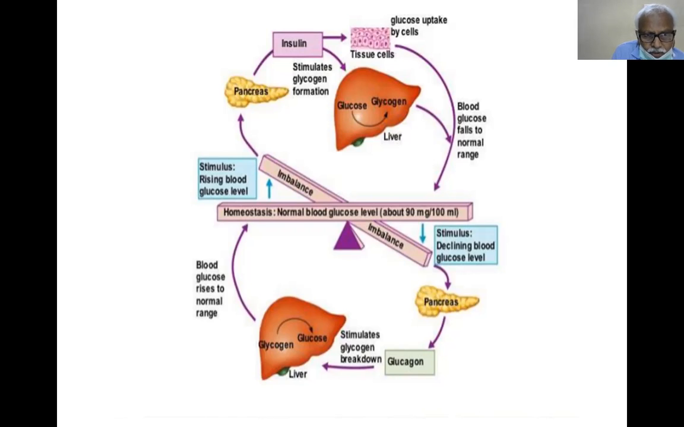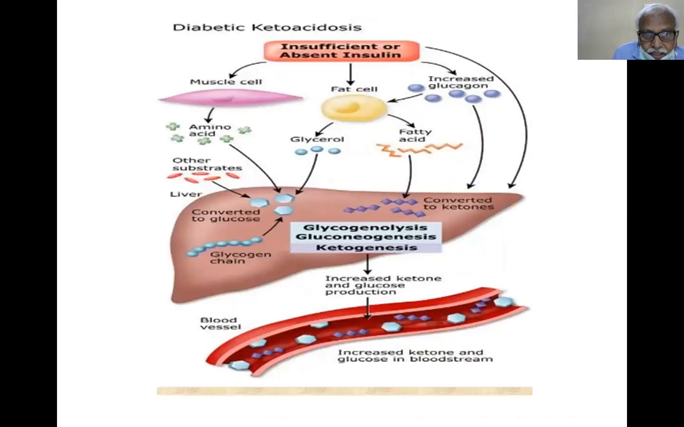The stimulus of rising blood glucose will lead to the imbalance, and the pancreas will produce insulin, which stimulates the glycogen formation, and the tissue cells will take up the glucose and slowly the hyperglycemia will be balanced. So blood glucose level falls to the normal range. This is how the balance of hyperglycemia and hypoglycemia is taken care of by the body. And the same thing also here.